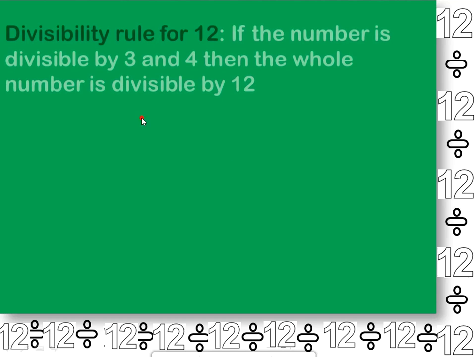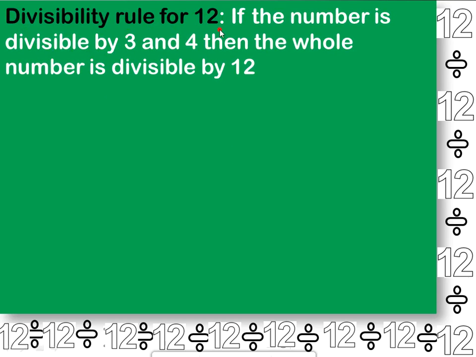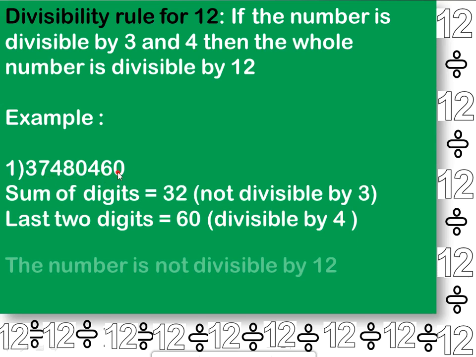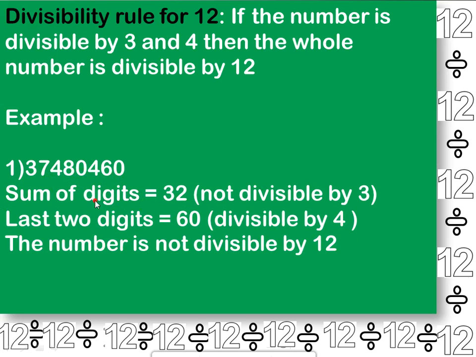Now let's see what the divisibility rule for 12 has for us. If a number is divisible by 3 and 4, then the whole number is divisible by 12. Here I have my example, 3,74,80,460, and let's see if this number is divisible by 3 first, and then we'll check for 4.